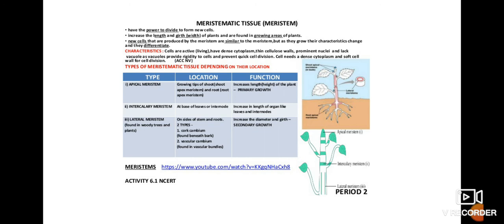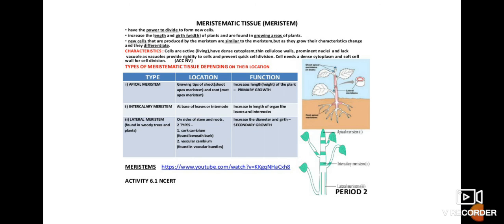Secondly, the intercalary meristem is found at the base of the leaves or in nodes or internodes. It is responsible for increasing the length of the leaves as well as nodes and internodes. Finally, the lateral meristem is found in woody trees and plants, on the sides of the trees. It helps in increasing the thickness, that is the diameter and girth of the plant, in a lateral manner.